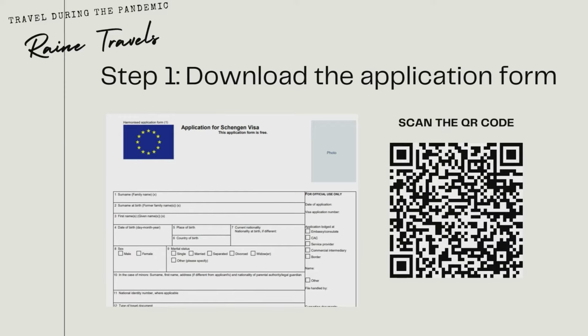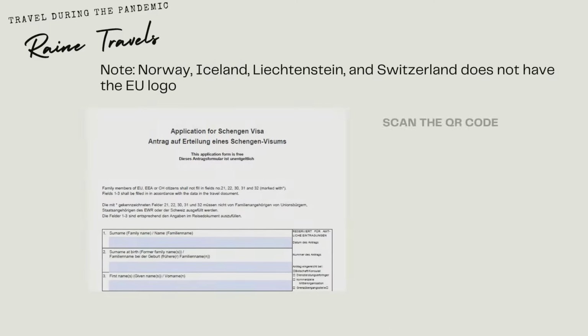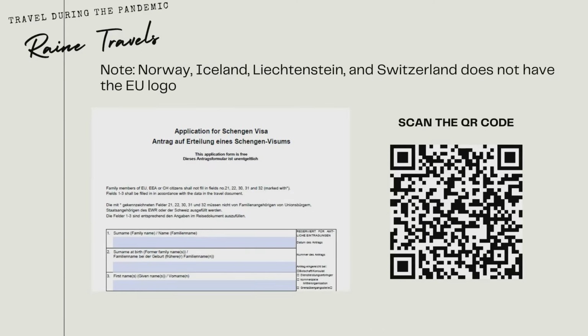Download the application form. You can simply scan the QR code and it will lead you to the Harmonized application form for the Schengen Visa. Take note that for Norway, Iceland, Liechtenstein, and Switzerland, this does not have any logo as shown here. So you can scan the QR code again if you would like to use this form.